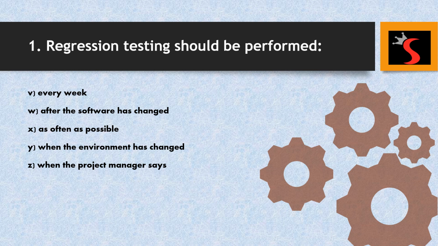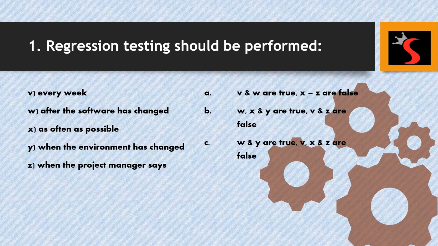Regression testing should be performed: V, every week; W, after the software has changed; X, as often as possible; Y, when the environment has changed; Z, when the project manager says. The options are A. V and W are true, X to Z are false. B. W, X and Y are true, V and Z are false. C. W and Y are true, V, X and Z are false. D. W is true, V, X, Y and Z are false. Or E. All of the above are true.